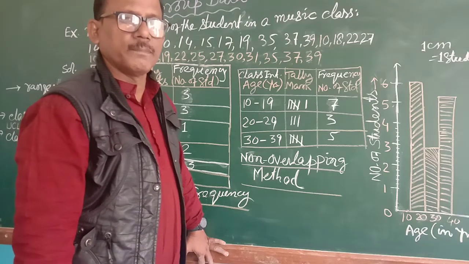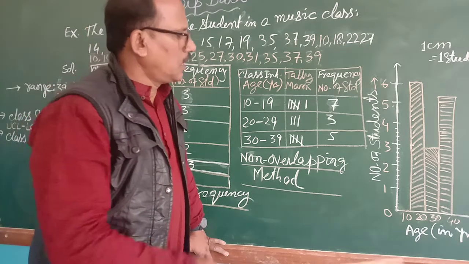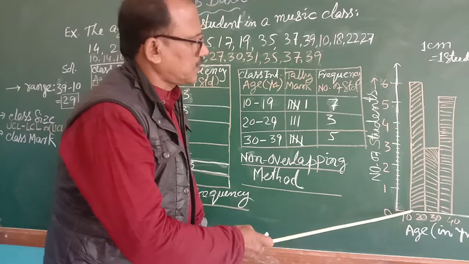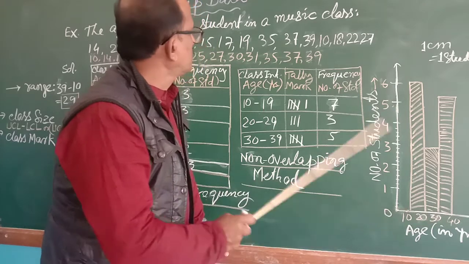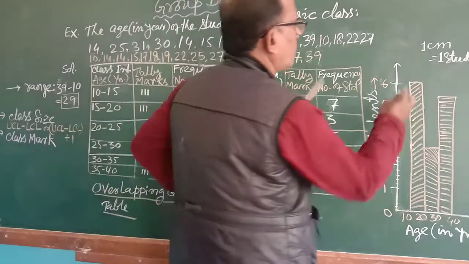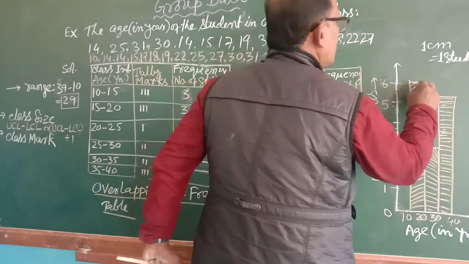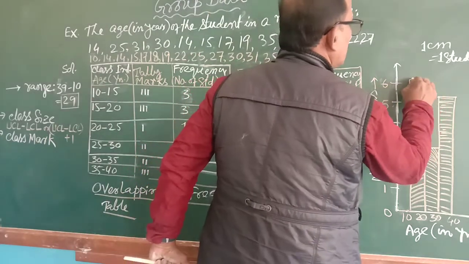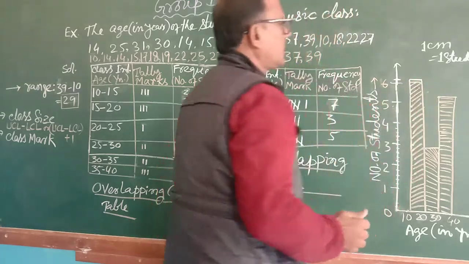Could you understand me? So 10 to 20, how many? You see the first class, how many is there? 7 students are there. You have to go till 7. See, it will increase one more. It will go till 7.